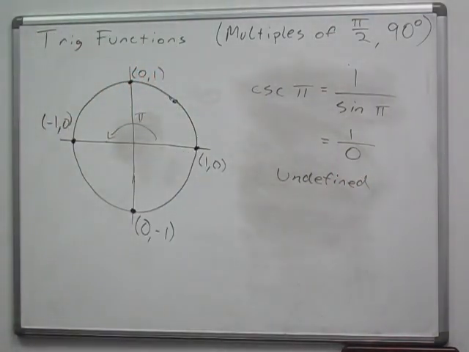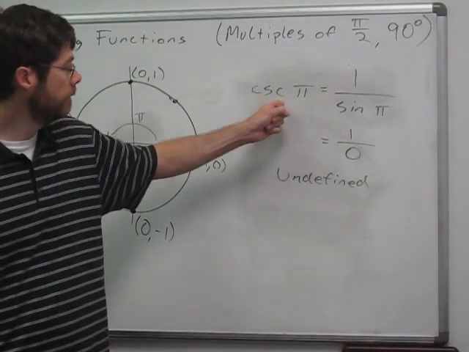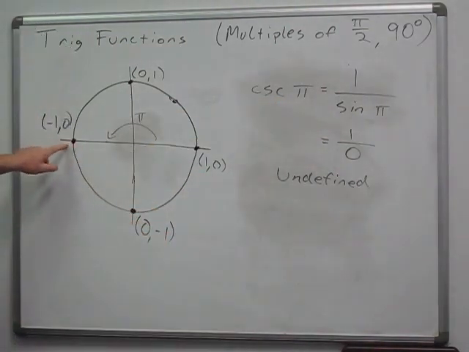At a rotation of pi radians, right? Since we are dividing by sine for our cosecant, any rotation that lands at 1, 0 or negative 1, 0 is going to be undefined.